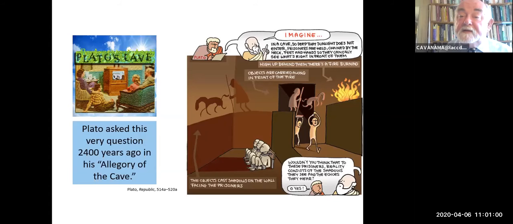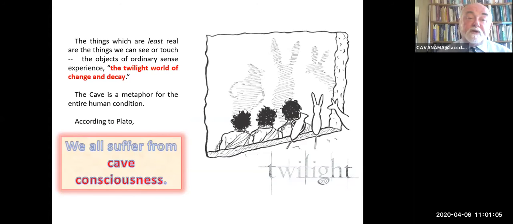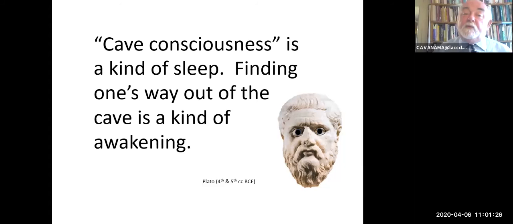Plato takes away from this the notion that the things which are least real are the things we can see and touch, the things which exist in what he calls the twilight world of change and decay. And so the cave becomes a metaphor for the entire human condition. This is not Plato's phrase, but basically he says that we all suffer from cave consciousness. Cave consciousness is a kind of sleep, and finding one's way out of the cave is a kind of awakening.